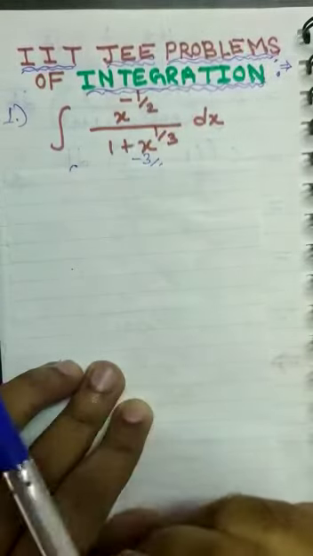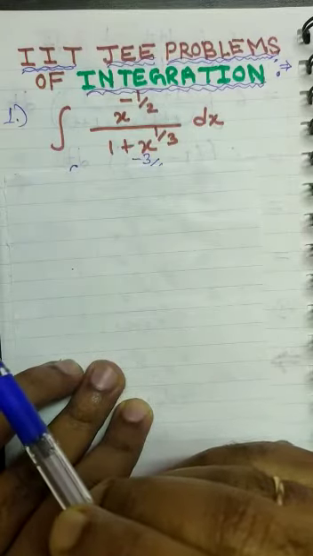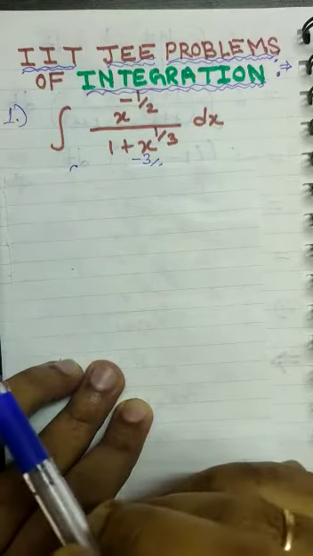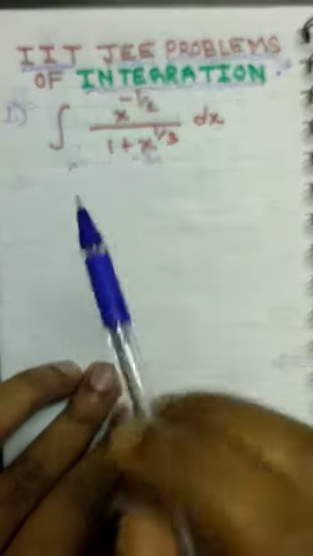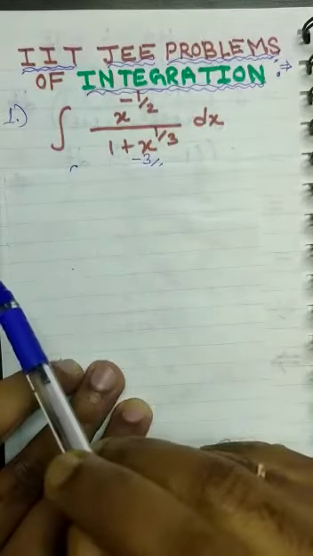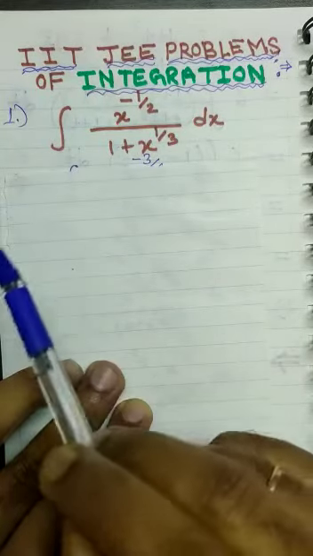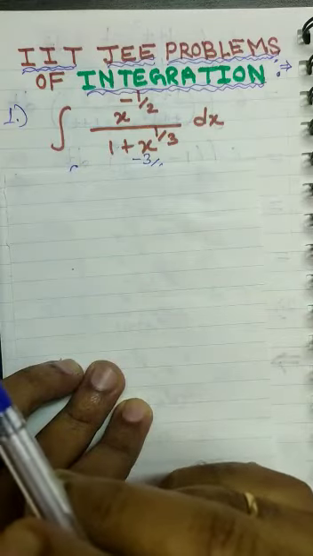How will you do this problem? Definitely we will do it by integration by substitution. But one problem is here. You cannot take 1 plus x raised to the power 1 by 3 directly as equal to t. Otherwise, you will never succeed in doing this problem. Here some manipulation work you have to do.